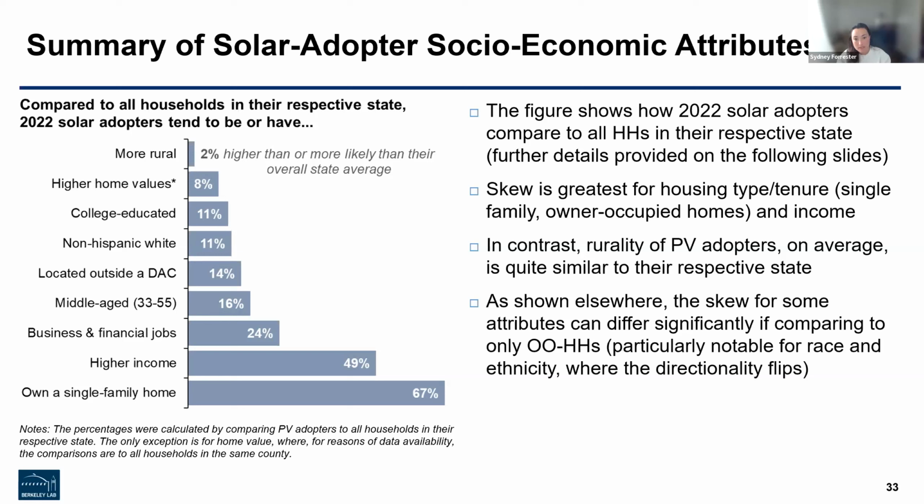They tend to be more middle-aged, so fewer homeowners that are either younger or older than this 33 to 55 range. And then you see a step up in magnitude. They tend to be in more business and financial occupations, and then a large step up in magnitude, they tend to have a far higher income, and then above and away more than any other indicator, they tend to own a single family home more than their state households. And so we'll go through a few of those in the next slides.